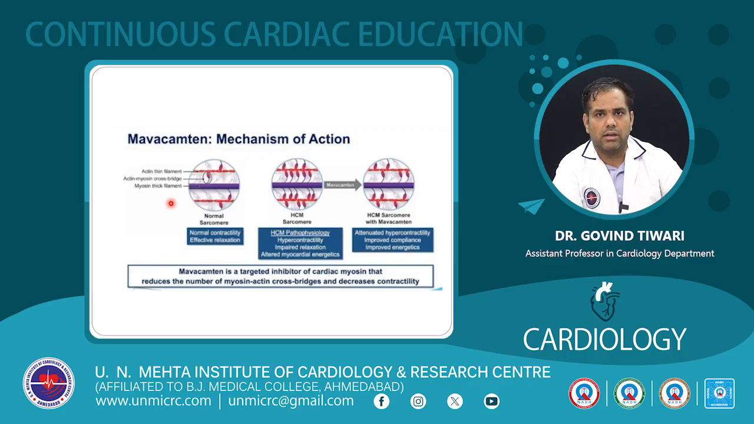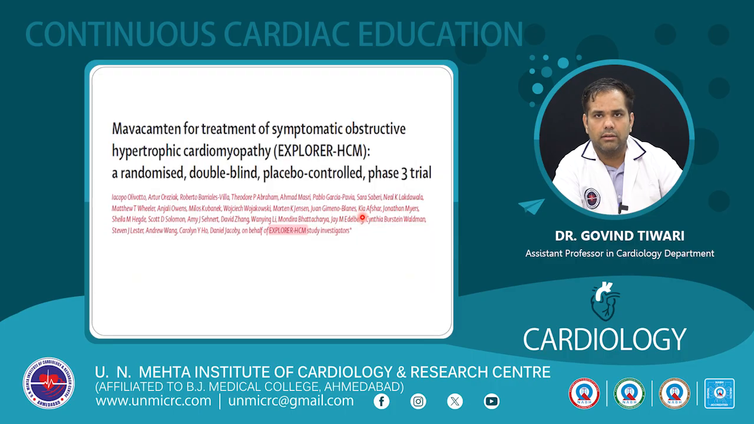Mavacamten is a targeted inhibitor of cardiac myosin that reduces the number of myosin-actin cross bridges and decreases contractility. Acting on this sarcomere unit, it leads to attenuated hypercontractility, improved compliance, and improved energetics.